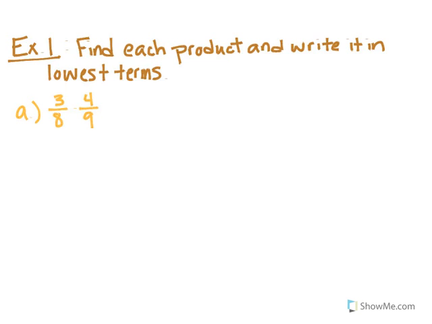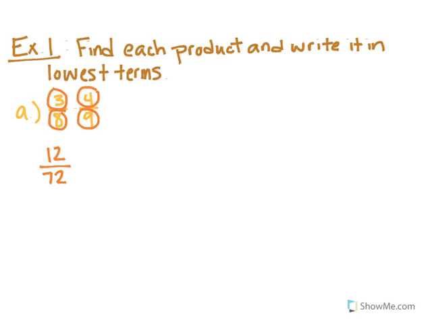So the process for multiplying is top and top, so 3 and 4, which is going to give us 12, and then bottom to bottom, so 8 times 9, and that gives us 72. So now we're back into this part where we have to reduce. So you want to think of a number that goes into both 12 and 72. In other words, a factor of both of these numbers.